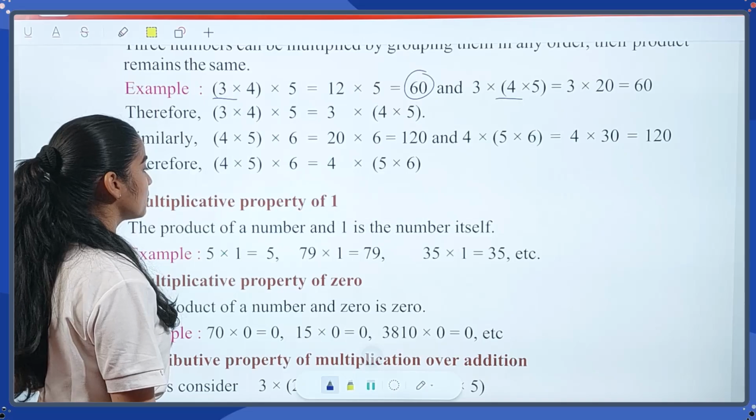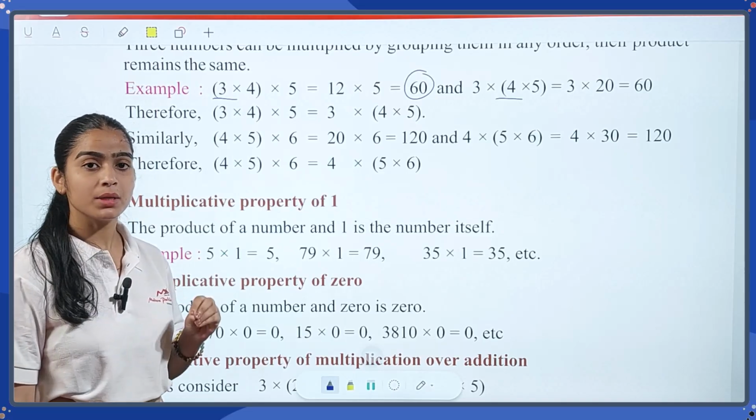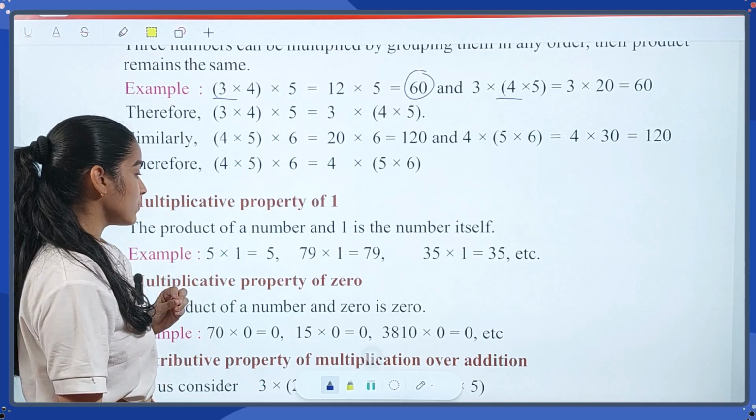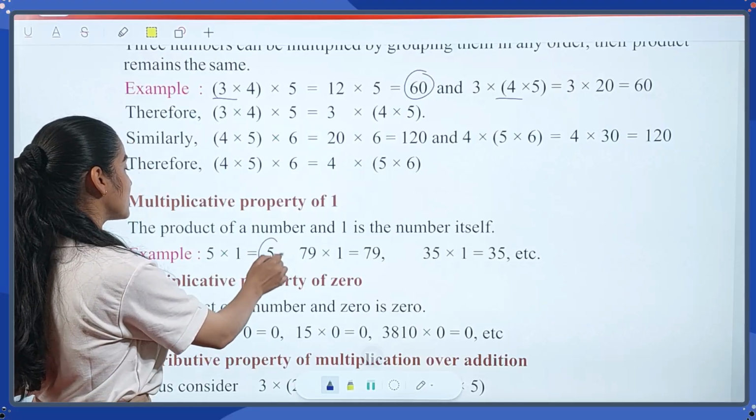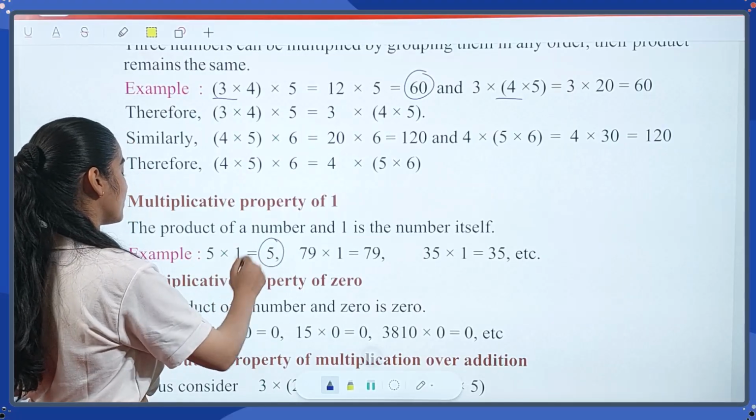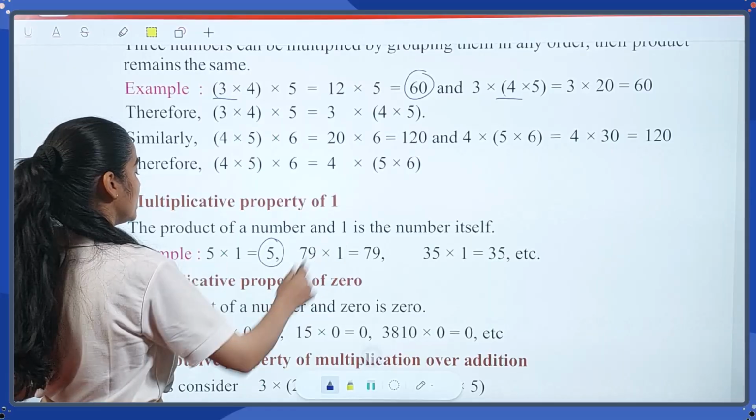Now the multiplicative property of 1, which means whenever we multiply a number with 1, what do we get at the end? We get the number itself only. So 5 multiplied by 1 is 5. 79 multiplied by 1 is 79.